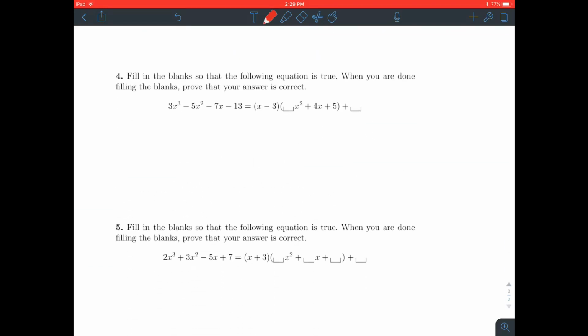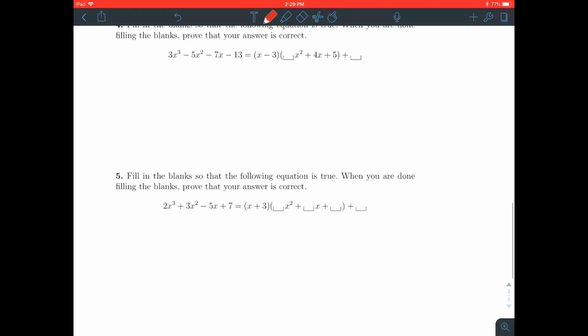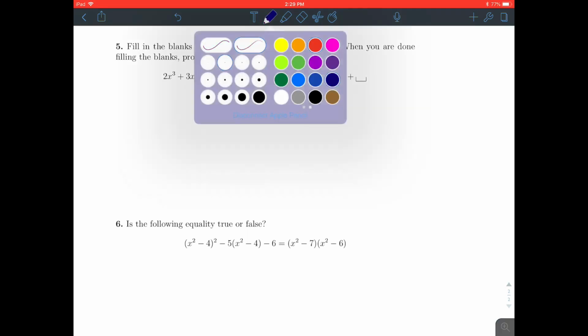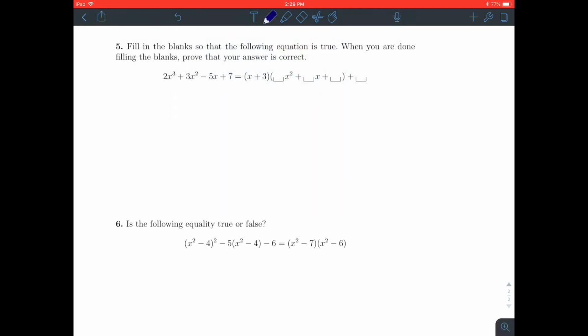Alright, for this one, I'm going to try to switch less colors because I think it might be distracting. And actually, I'm going to skip problem 4, leave that one for you guys to figure out, and I'll do the harder one, problem 5. So for problem 5, everything is missing. So now let's see what we need to do.